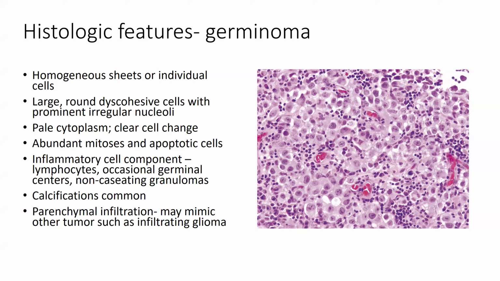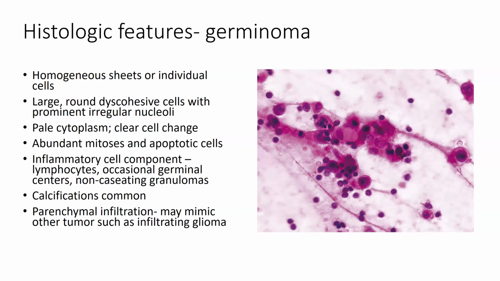And some cases can be quite tricky because there can be parenchymal infiltration of these tumor cells, and they can mimic other tumors such as an infiltrating glioma. So there needs to be a high level of suspicion in some cases for a germ cell tumor. If it's a young adult, this is always in my differential.